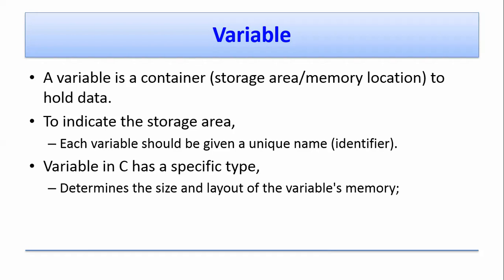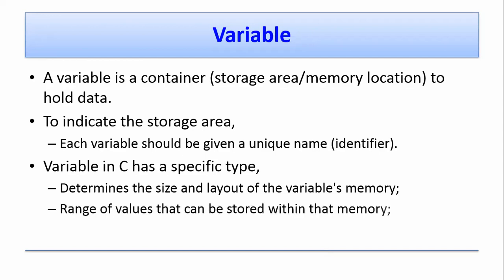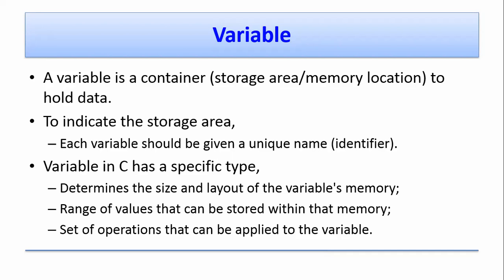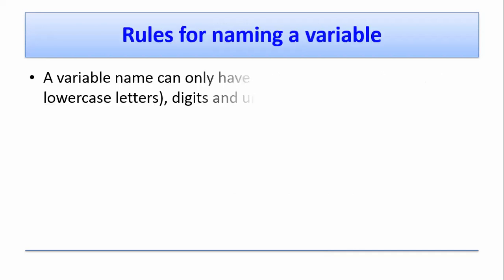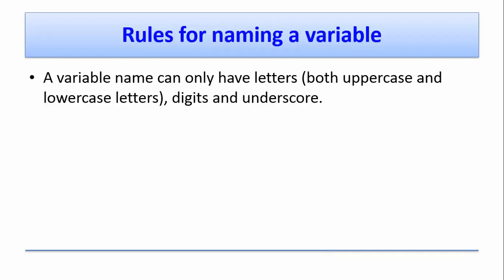A variable in C has a specific type, which determines the size and layout of the variable's memory, and the range of values that can be stored. Actually, those two belong to the data type. Data type means the set of values and the set of operations that can be applied to the variable. Then what are the rules? We discussed those rules.